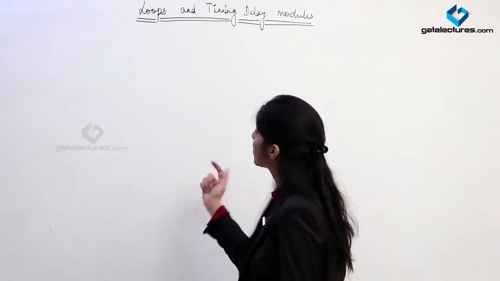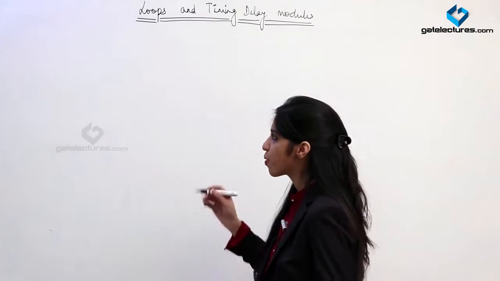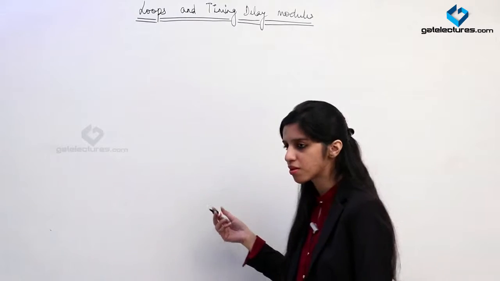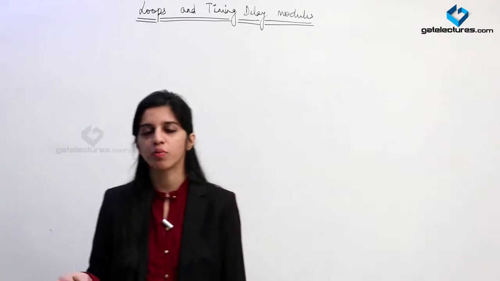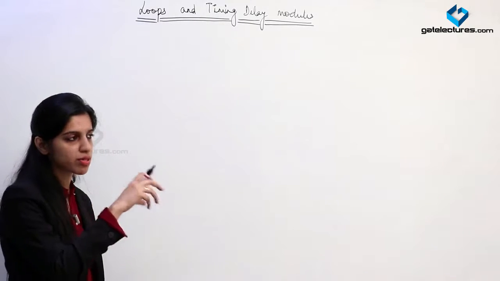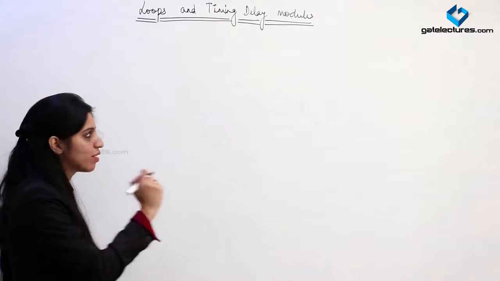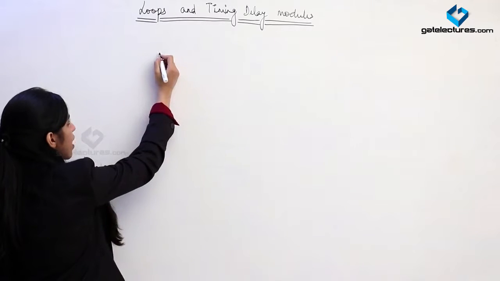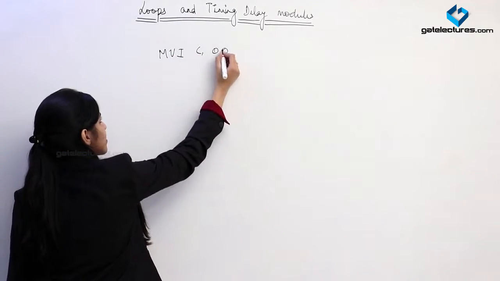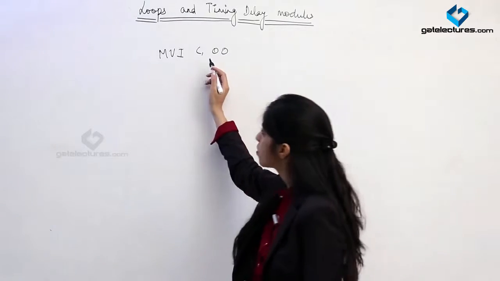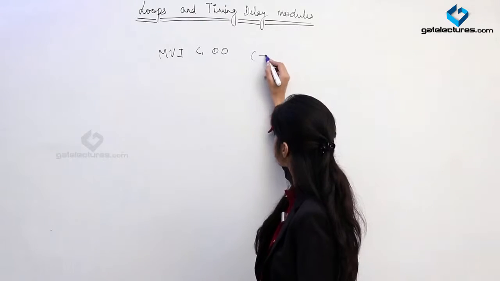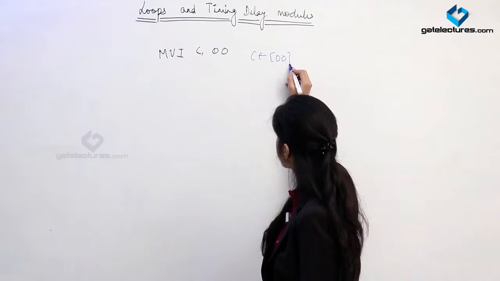So now we are going to look at timing delay modules. For this purpose, we have a basic module that we are going to use according to our desire. Whatever delay you want, you can use that module accordingly. Just have a look. We are using a basic program. Suppose MVI C, 00. What does this instruction do? This just loads C with 00.